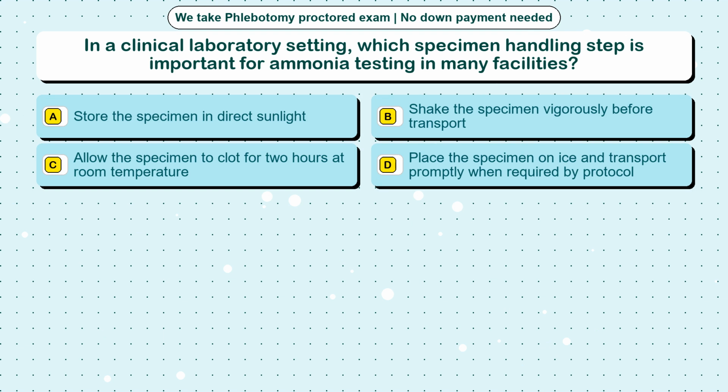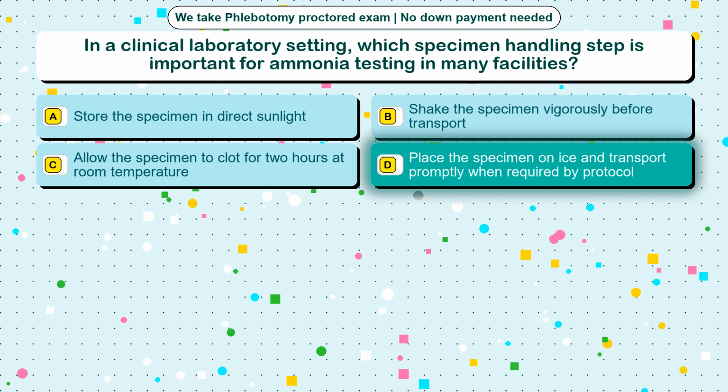Question 36. In a clinical laboratory setting, which specimen handling step is important for ammonia testing in many facilities? Option A, store the specimen in direct sunlight. Option B, shake the specimen vigorously before transport. Option C, allow the specimen to clot for 2 hours at room temperature. Option D, place the specimen on ice and transport promptly when required by protocol.